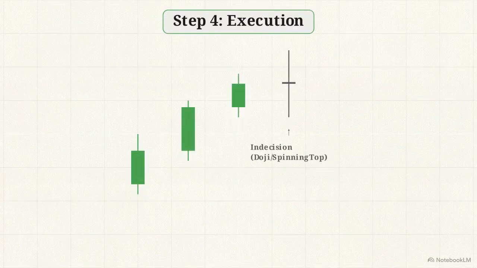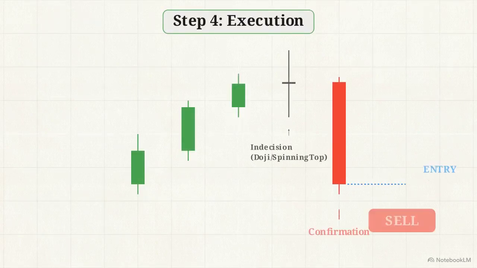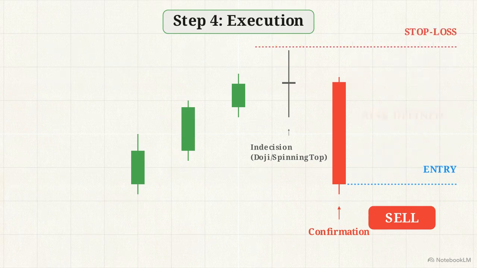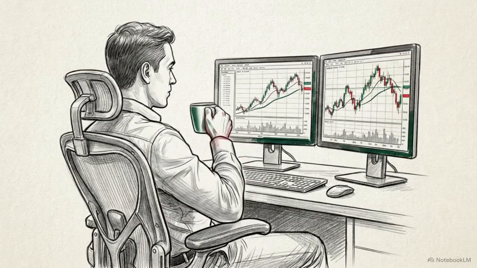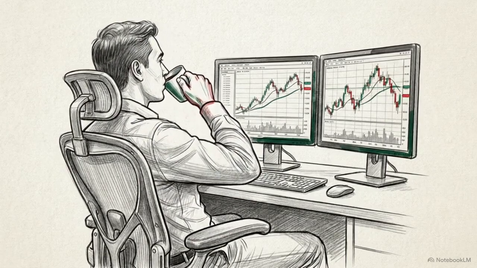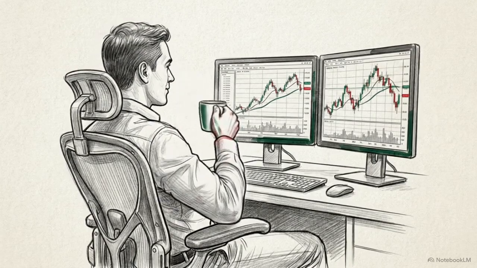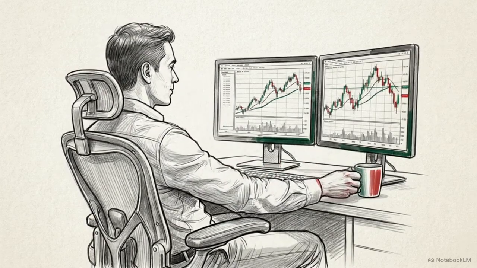Step 4 is execution. You enter your trade immediately after that confirmation candle closes. Then you place a strict stop loss right below the lowest wick of your doji or spinning top to define your risk. Waiting for confirmation and capping your risk transforms a high-risk reaction into a calculated, mathematically protected trade decision.